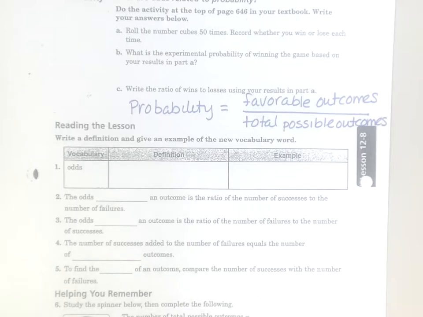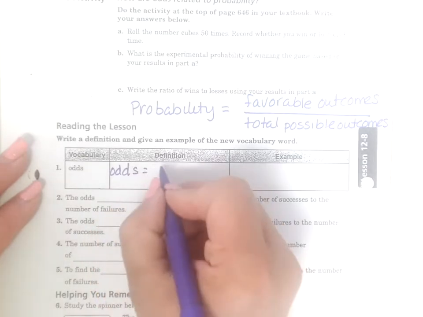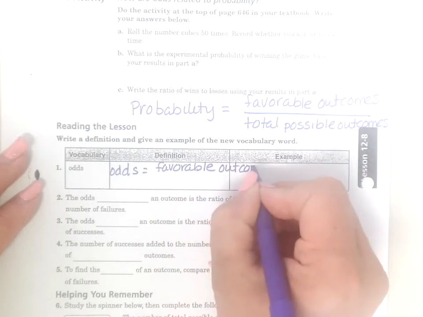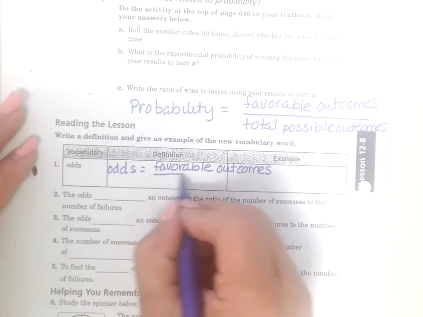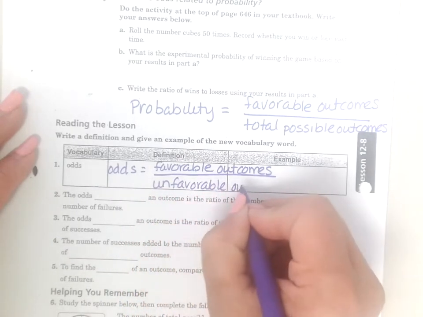Now odds are slightly different, because if I wanted the odds in favor of rolling a 1, with odds it's still favorable on the top, what you want to happen on top, so it's still a 1 because there's only one 1, but instead of the total possible outcomes on the bottom, it's going to be unfavorable outcomes. So it's how many ways can you get a 1 over how many ways can you not get a 1. So that fraction looks like this: favorable outcomes on the top over unfavorable outcomes on the bottom.